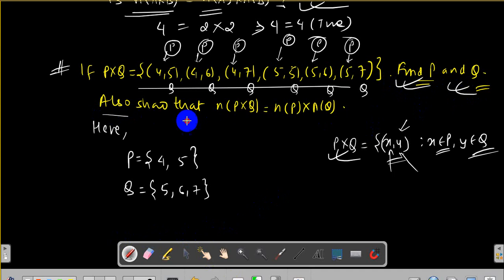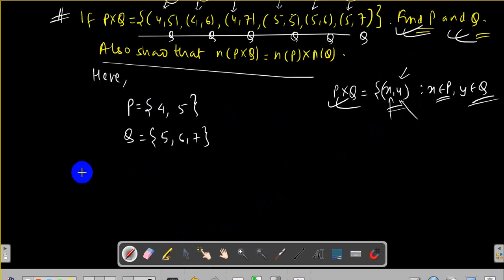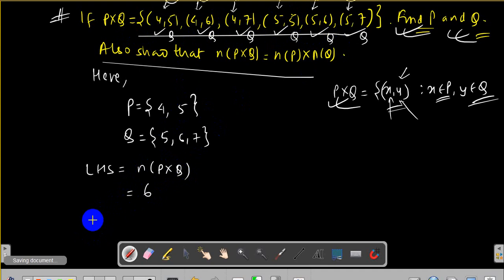Now what does the second part say? It says that we need to show n(P cross Q) equals n(P) cross n(Q). For this we can just take the LHS, n(P cross Q). n means we should count the number of ordered pairs of P cross Q. Now here, how many ordered pairs are there? 1, 2, 3, 4, 5, 6. Altogether 6 ordered pairs.